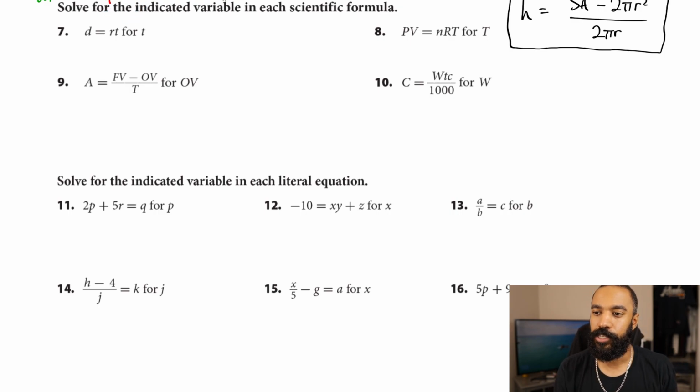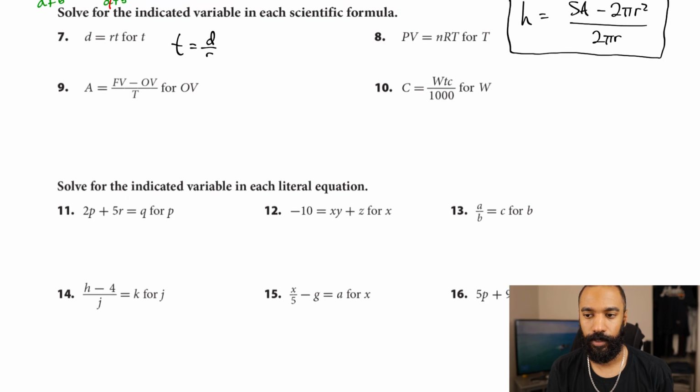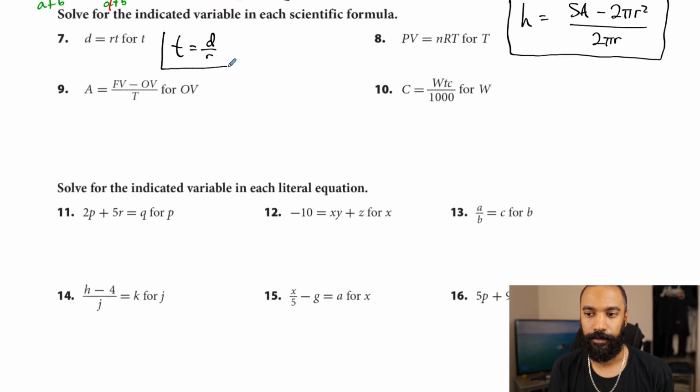All right, solve for T. Divide both sides by R. Not even going to write the divide both sides by R. I'm just going to write out your answer. T equals D over R. Time taken equals distance divided by average rate. Okay, that's it. Isolated T.